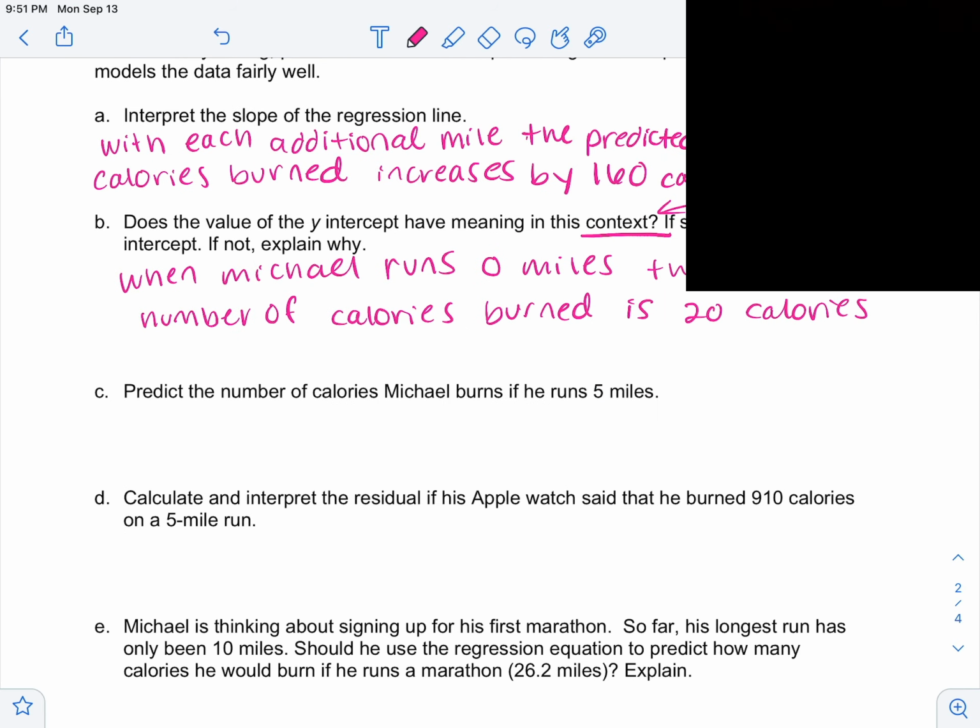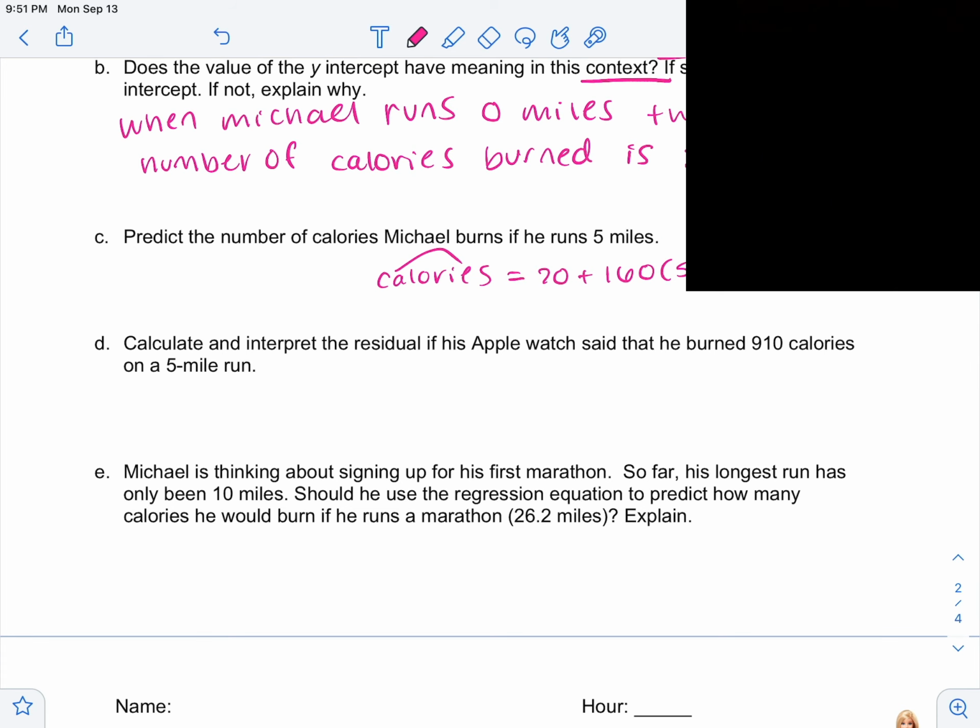All right, so now we're going to predict if he were to run 5 miles. So I'm going to write it out. The predicted calories equals 20 plus 160 times 5. And I got 820 calories. That is his predicted value.